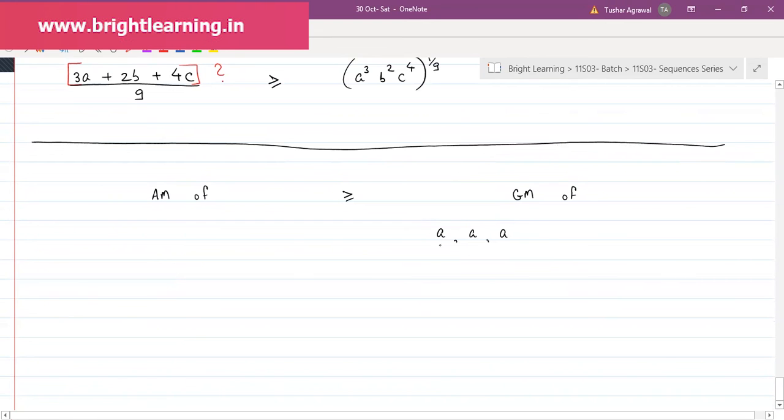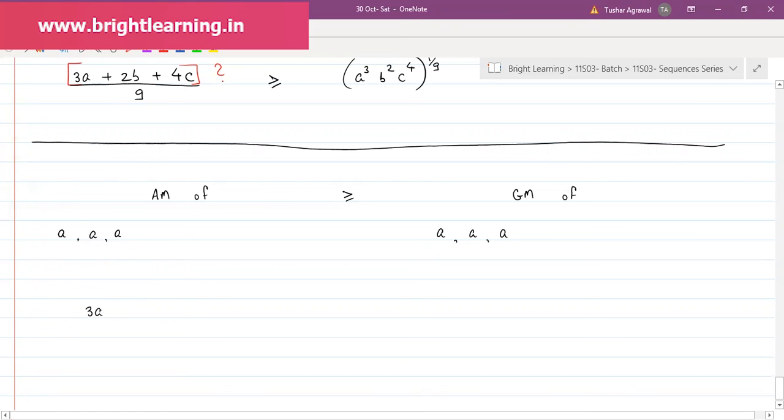But as soon as you wrote A here, the addition becomes 3A. So here also you will have to write the arithmetic mean of A, and when you add them, the addition will become 3A. So that is a problem.